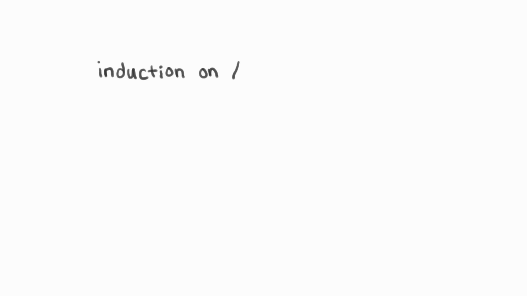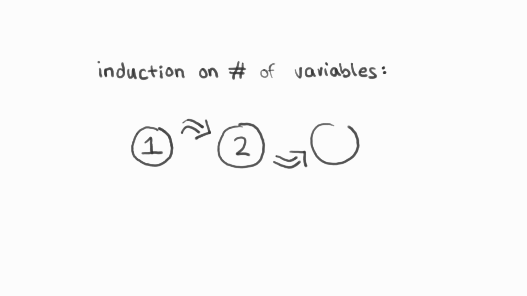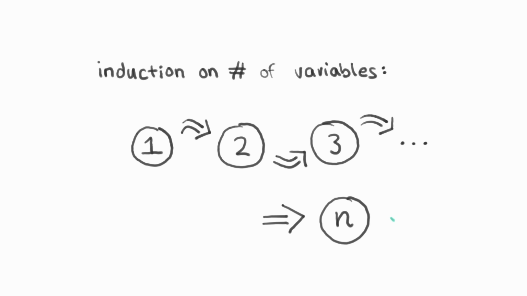We will prove the statement by induction on the number of variables. That means we're splitting the proof into two parts. First, we're showing that the statement is true for all single variable polynomials. Then, we're showing that if the statement is true for all polynomials with n minus 1 variables, then it is also true for all polynomials in n variables. The idea being that knowing that the statement is true for all single variable polynomials implies that it is true for all polynomials in 2 variables, which implies that it is true for all polynomials in 3 variables, and so on and so forth. So using these two parts of the proof, we conclude that the statement is true for polynomials with any number of variables.